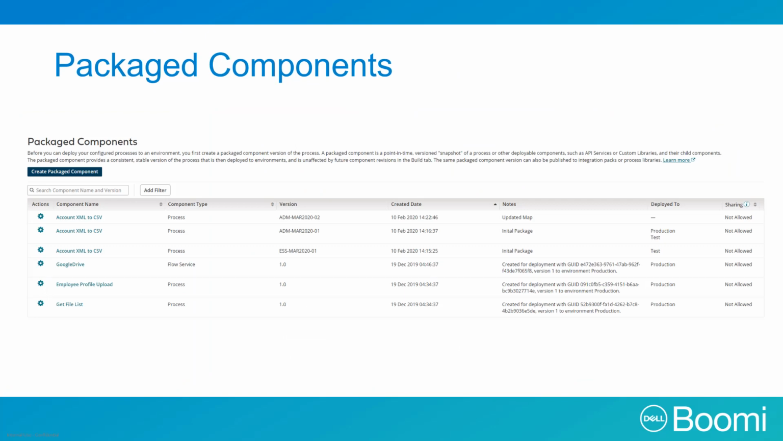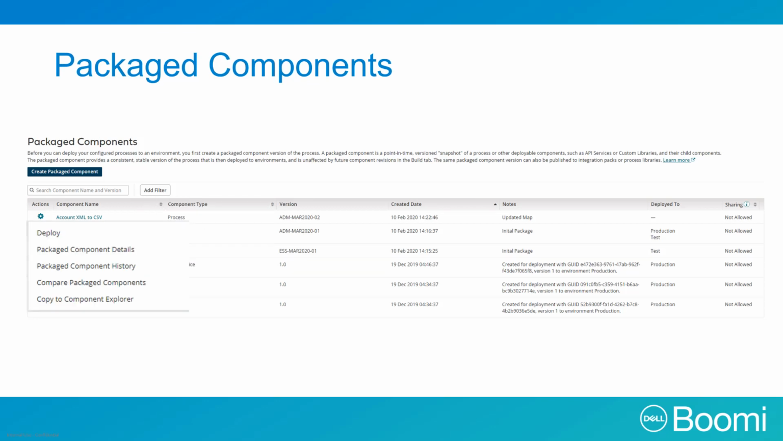After you have successfully built your component, you can package them. The Create Components page displays 25 rows per page of all packaged components for the account. It displays the following information: the name of the component, the type of the component, such as a process, an API, or certificate, the version of the component, the date it was created, any notes attached to it, and what, if any, environments it is deployed to, and if it is shareable. You can filter by component, component type, whether or not you are sharing, or by the packaged component ID.